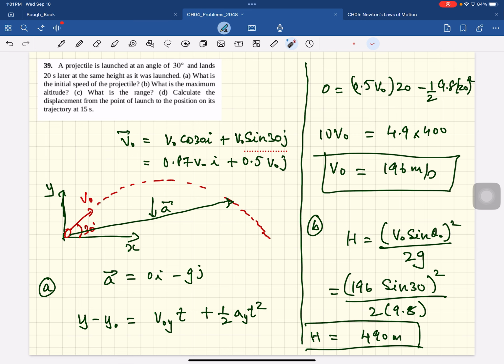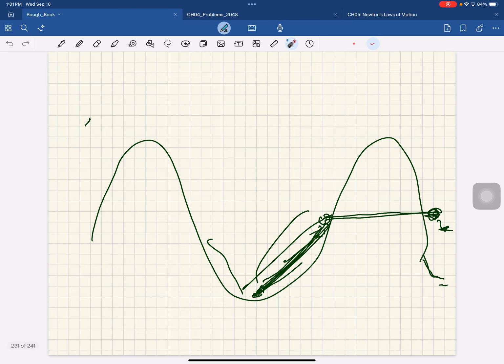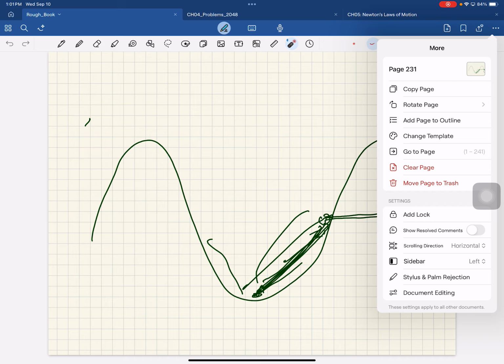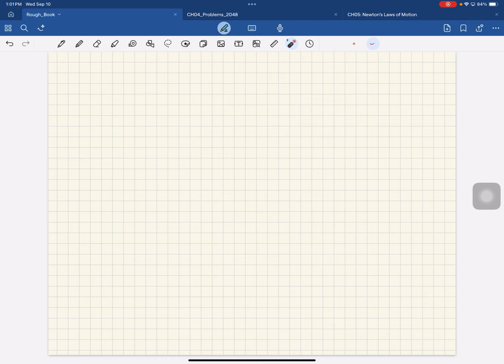All right, so again, let me point out, what are we doing in all these problems? The acceleration is constant, and all we're doing is using these kinematic equations. A is constant.